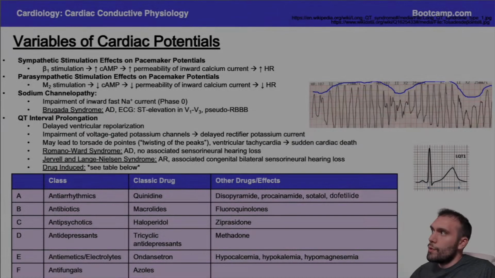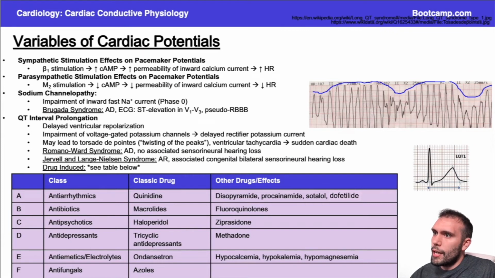So just going through some variables of these cardiac potentials. First off, what happens if there's sympathetic stimulation? Again, let's look at the pacemaker potentials. The pacemaker, we're talking about the SA node and the AV node. The SA node, we can stimulate that with beta 1 stimulation. Remember, this is going to be a G protein coupled receptor. It's going to increase cAMP through your Gs pathway. Increased permeability of inward calcium current increases the heart rate.